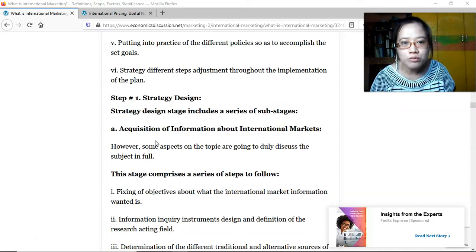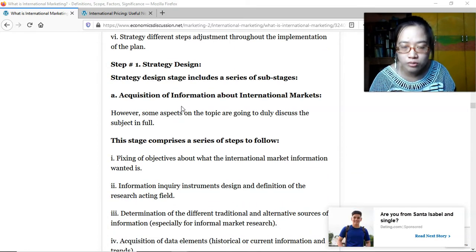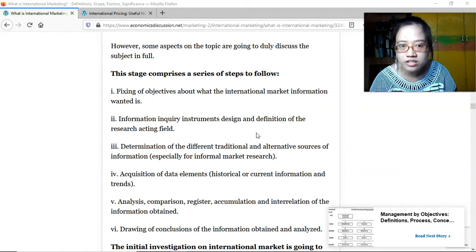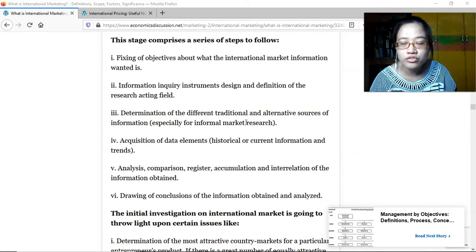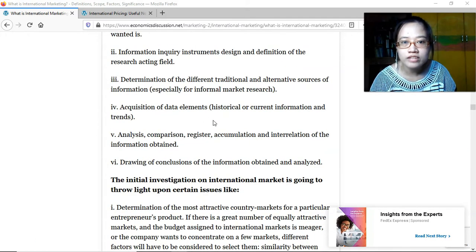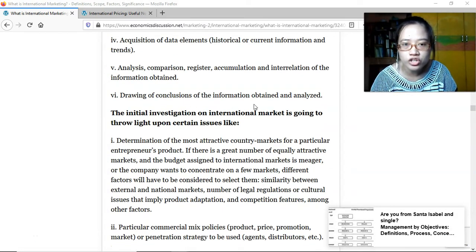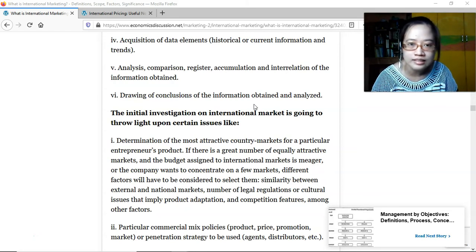Okay. Step 1, you have your strategy design. Includes a series of sub-stages. Acquisition of information about international markets. Okay. Fixing of objectives, information inquiry, instruments design, determination of the different traditional and alternative sources of information, market research, acquisition of data elements. What do you do? Do you make surveys or do you just read up on papers? Analysis, comparison, register, accumulation, and interrelation of the information obtained, drawing out conclusions based on the information obtained and analyzed.